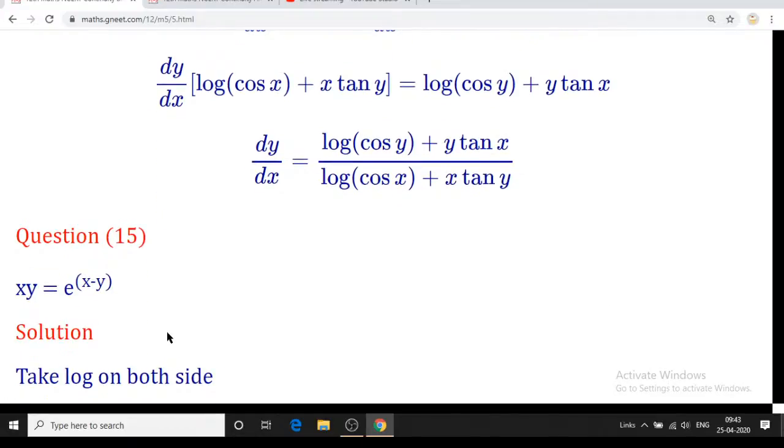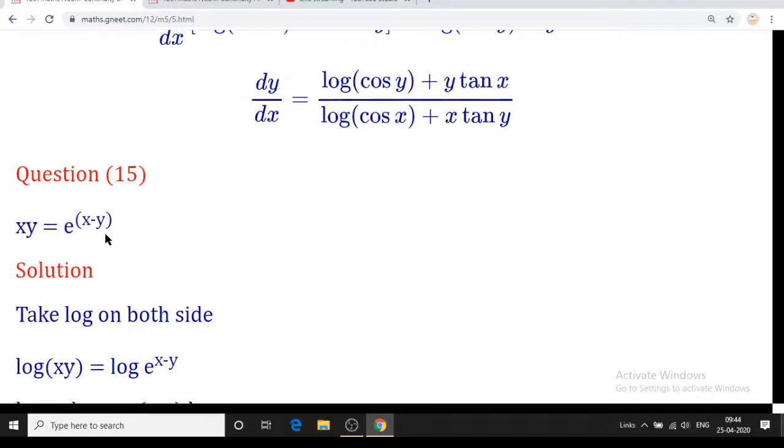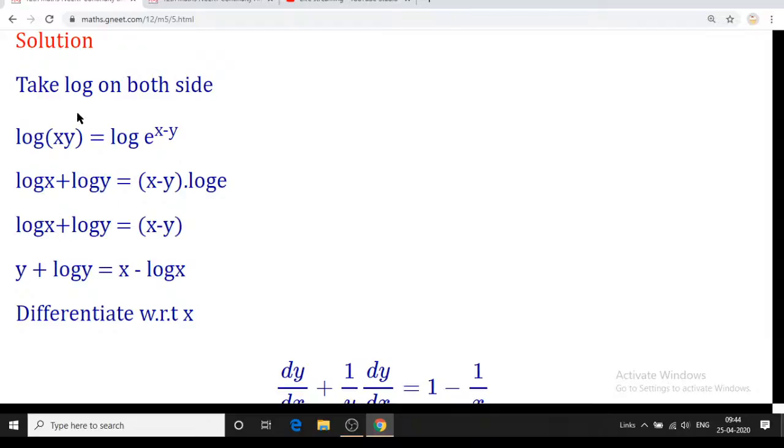Now after this, we are going to solve question number 15. xy is e raised to x minus y. Take log. So what do we get? Log of xy is equal to log of e raised to x minus y. After that, we are going to use the property of the log. This is log x plus log y equals (x minus y) log e.